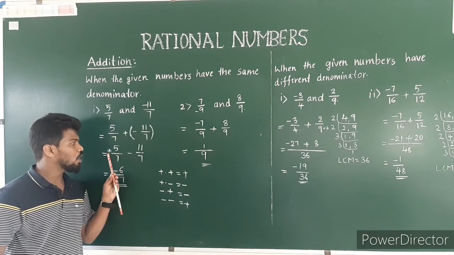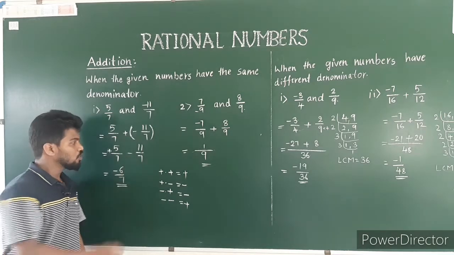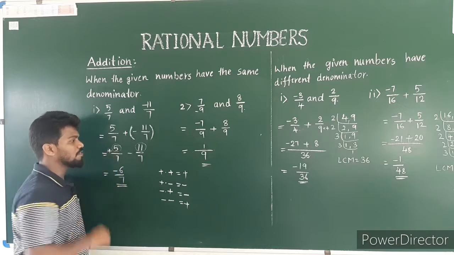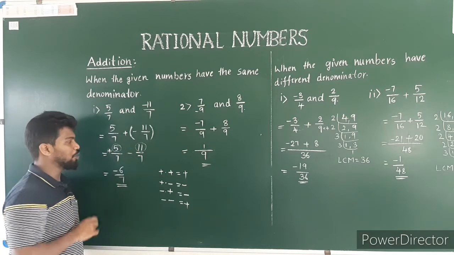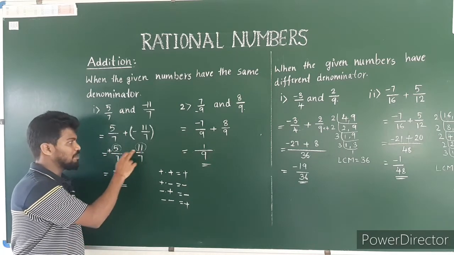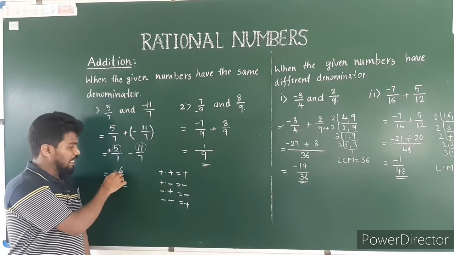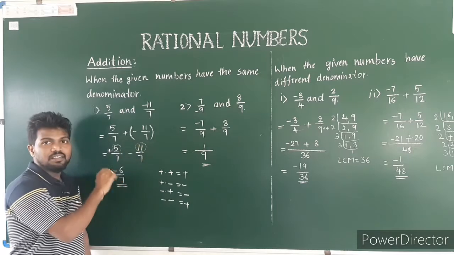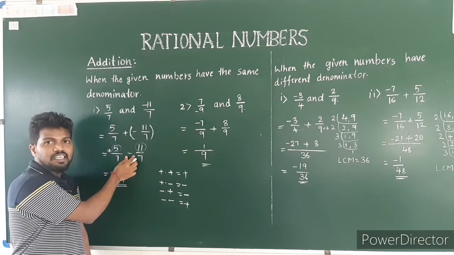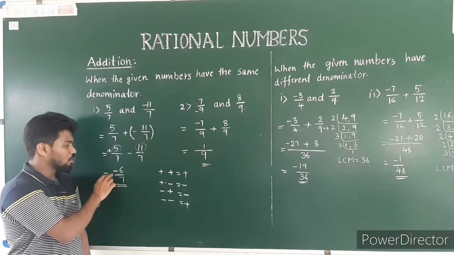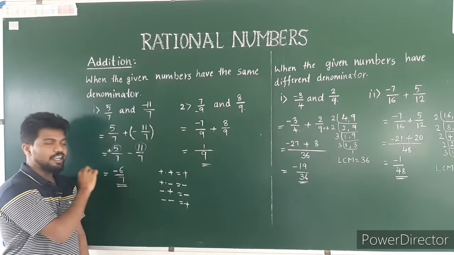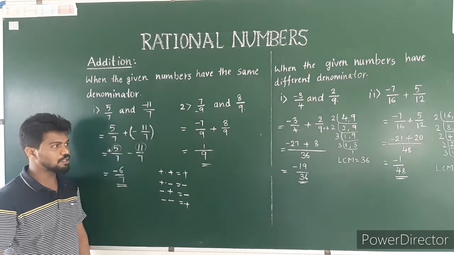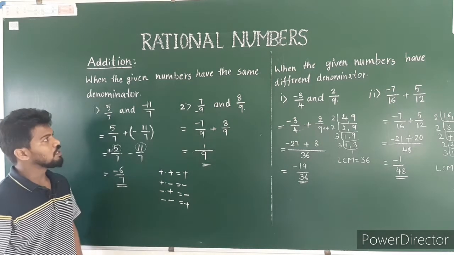One plus and one minus, you subtract. This is the larger one: 11 is the larger one, 5 is the smaller one. So 11 minus 5, what do you get? 6. And for the larger value, 11, the sign is negative, so put it here. So minus 6 by the denominator as it is. So minus 6 by 7.